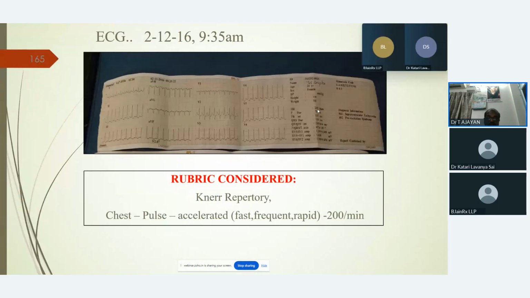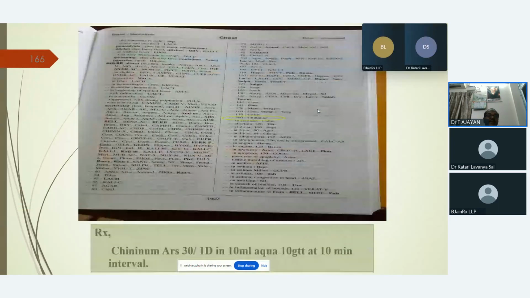Listen, in the Knerr repertory, one medicine is mentioned there. Look here, in this chapter, you start from 89, one medicine is there, 90, then 128, 130, 140, 143, 144, 150, 160. Listen, more than 200, one medicine is mentioned, Chininum. And just for my academic interest, I selected this Chininum for this lady.